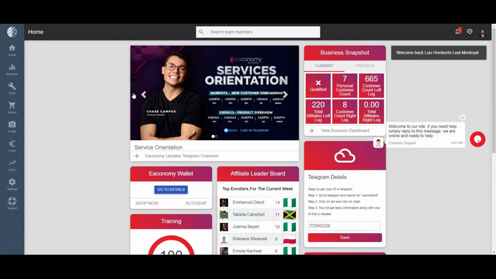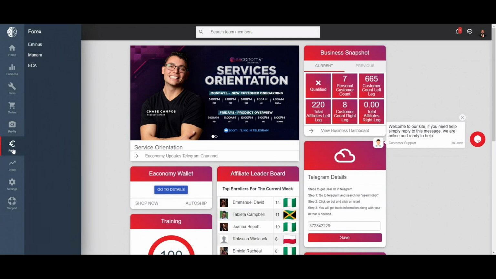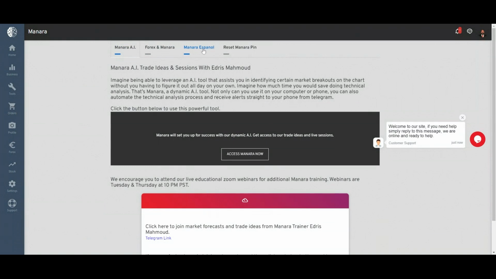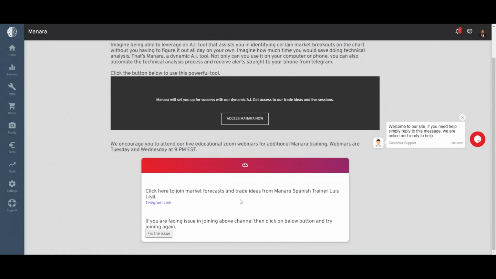There we go. So on the left side, it says Forex, then Manara, and then Manara Espanol right here is the third one. And then that's it, guys. You go down here. It says Luis Leal. Just click here, the Telegram link, and it's going to take you to the Telegram channel.